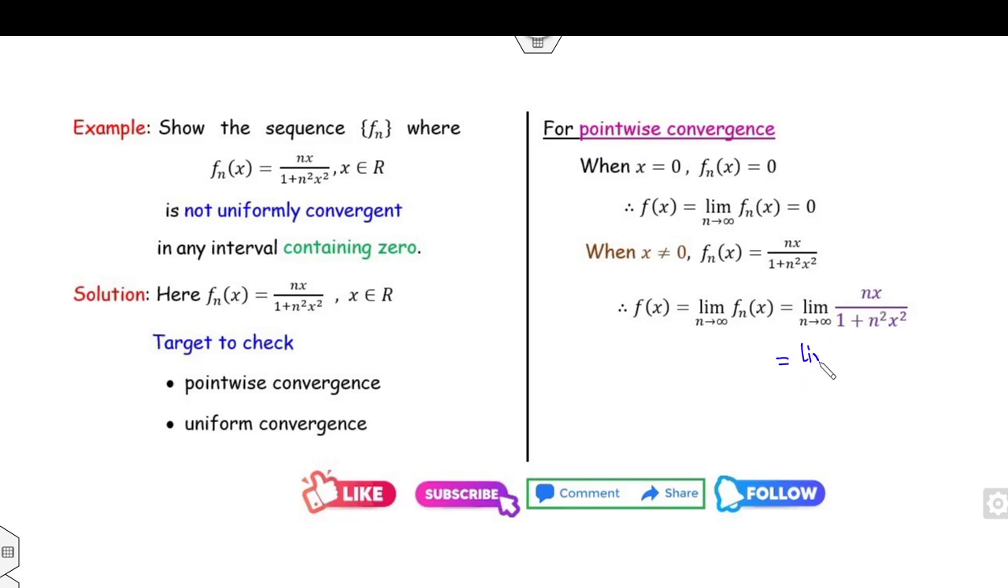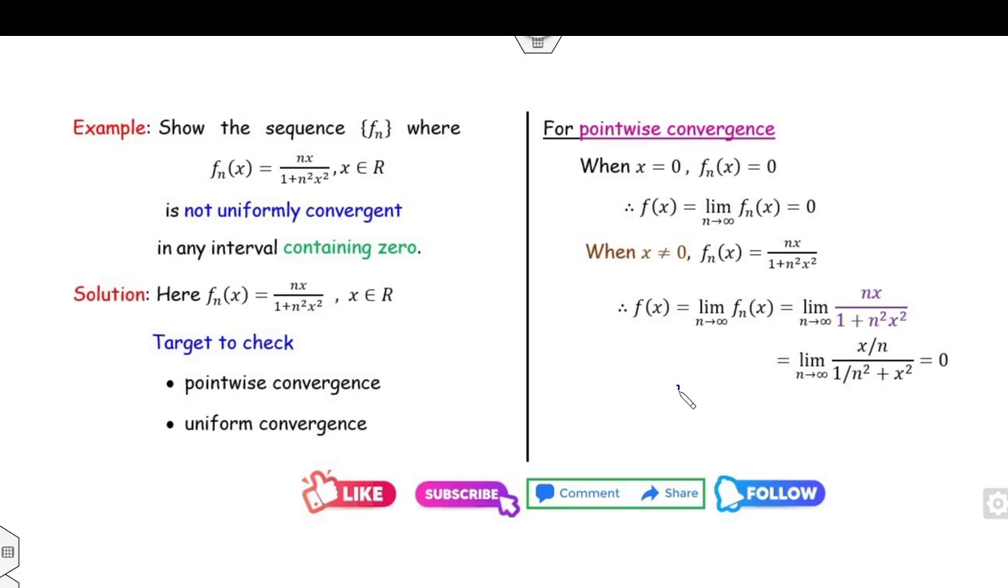I can divide the numerator and denominator by n squared. It will be (x/n) over (1/n squared plus x squared). Now if you take the limit as n approaches infinity, it is 0 plus x squared. Because x is non-zero, this limit will be 0.